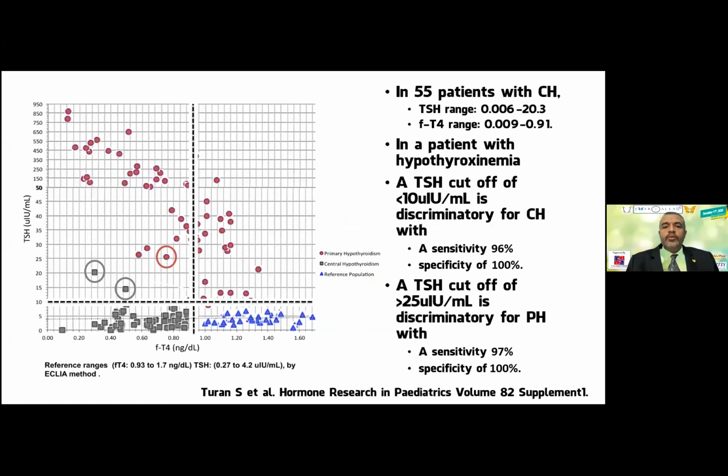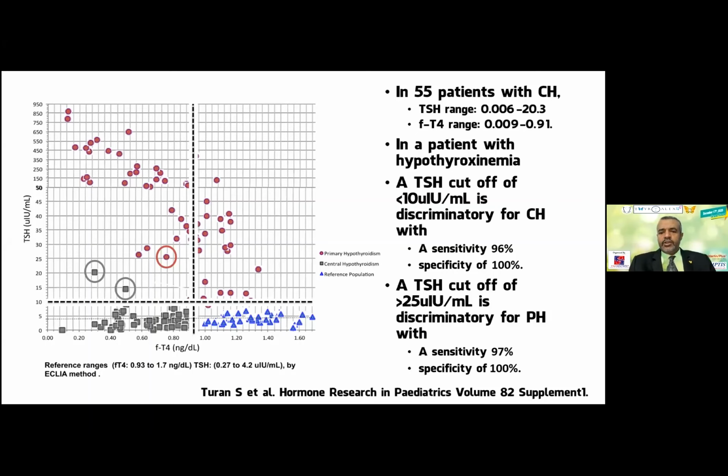So in order to differentiate between a patient with central hypothyroidism with either normal or slightly raised TSH, and to differentiate him from a patient with subclinical hypothyroidism, this study was done. In 55 patients with central hypothyroidism, the free T4 was always low, but the TSH ranged from markedly suppressed TSH to 20. So how to differentiate in a patient with hypothyroxinemia?